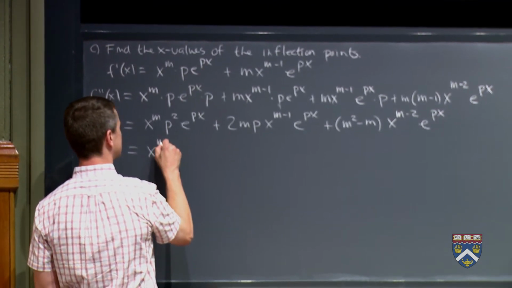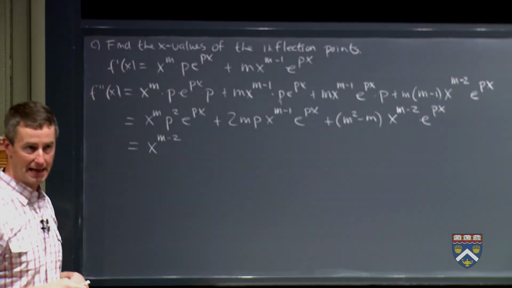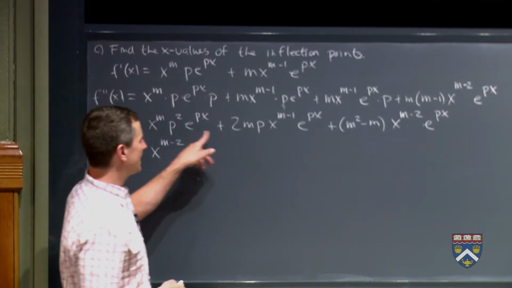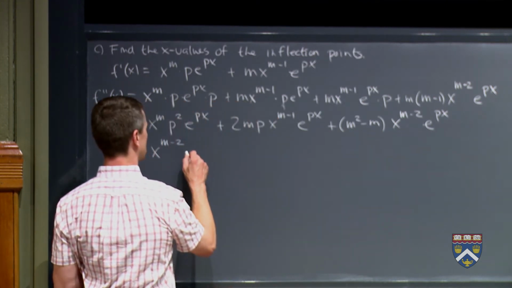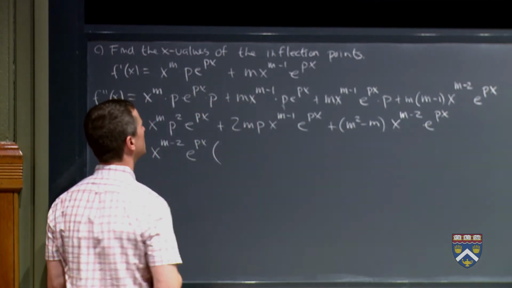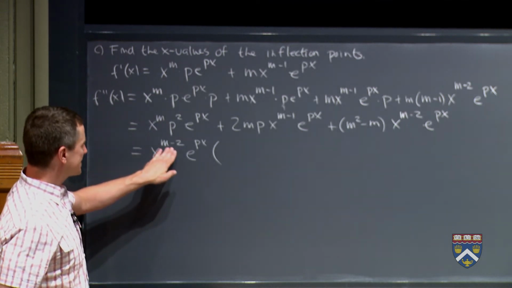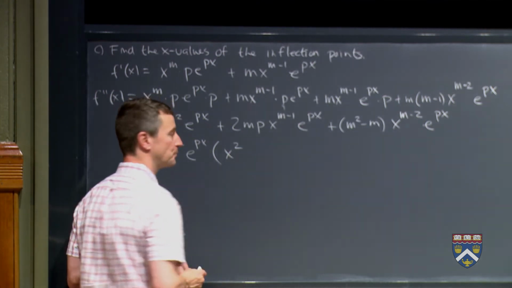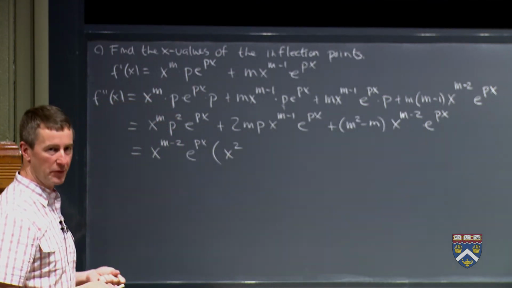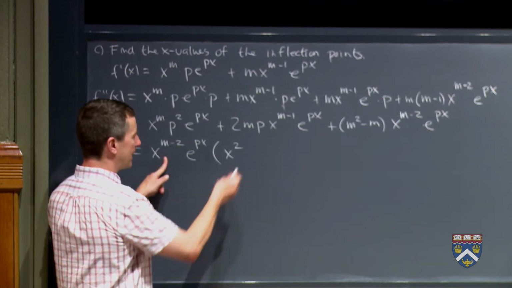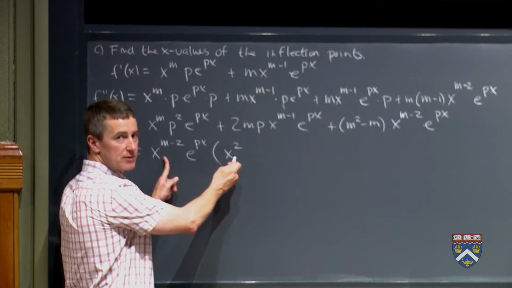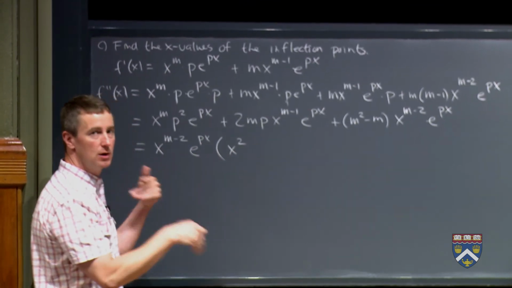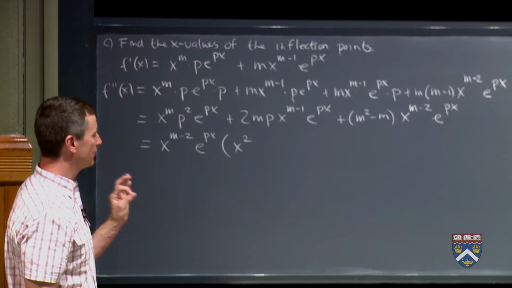So we factor out the x to the m minus 2, that's the smallest power of x here. We can also factor out an e to the px from every one of those terms. If we factor out x to the m minus 2 from x to the m, we're left with an x squared. We can always check if we factored this correctly by multiplying it back out, right? If I take x to the m minus 2 times x squared, our exponent rule says we add those exponents, and that gives us x to the m minus 2 plus 2, which is x to the m, which is what we started with, so that's good.